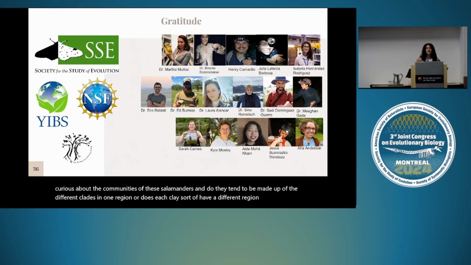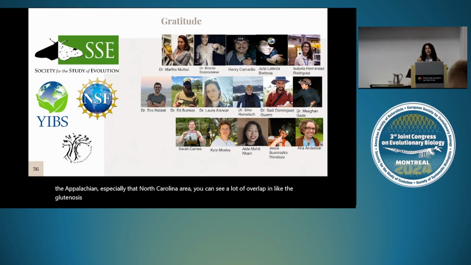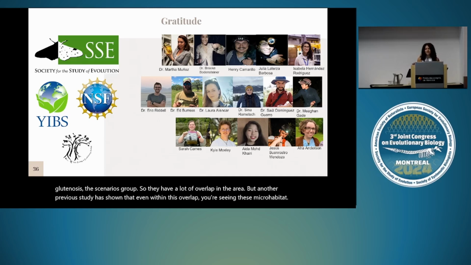Not necessarily. A lot of them overlap a lot in their regions. Like I said, in the Appalachian, especially that North Carolina area, you can see a lot of overlap in the glutinosus, the cinereus group. So they have a lot of overlap in the area, but another previous study has shown that even within this overlap, you're seeing these microhabitat preferences that these organisms are showing. Yeah, thank you. Okay, thank you.